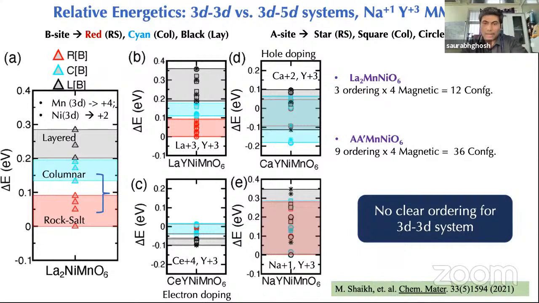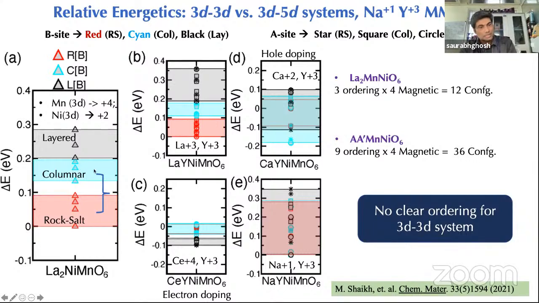Now, first let's try to understand the 3d system. That is, we have AA'BB'O6, where your A site is sodium plus and B site is yttrium 3 plus. The sum of the oxidation states of A, B, and B' should be +8, right? In 3d systems, you generally have similar charge states, like manganese 4 plus, iron 4 plus, manganese 3 plus, and so on. So it is more likely that B and B' will have equal oxidation states. So we start with La2MnNiO6, where there is no A site cation ordering, so only the B sites are considered for ordering.